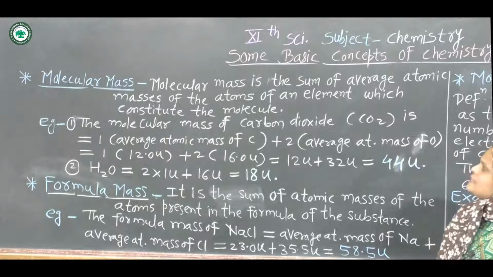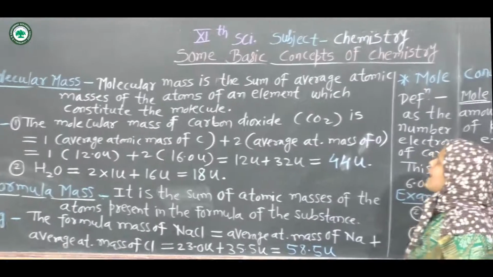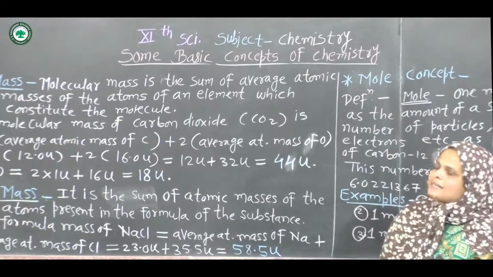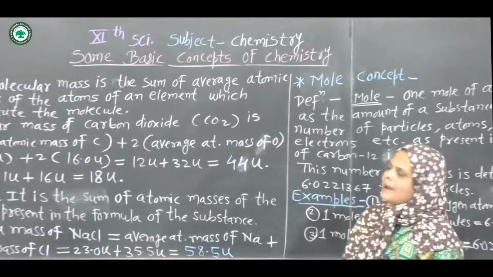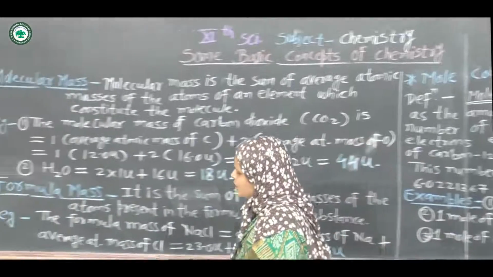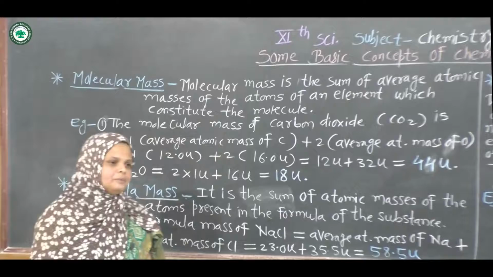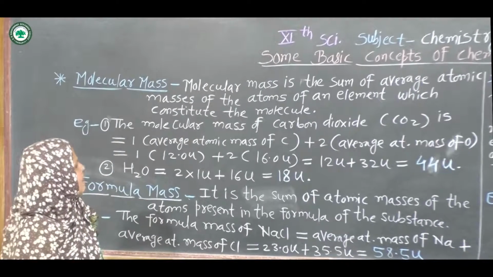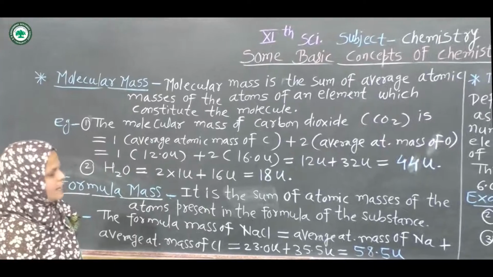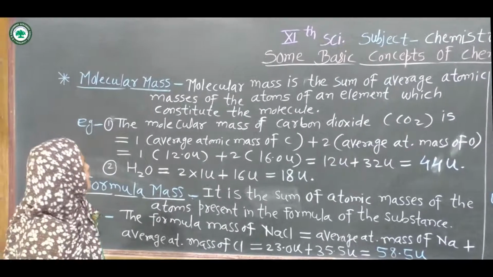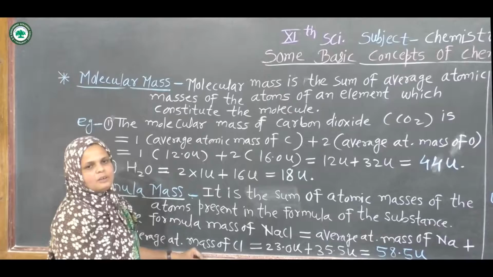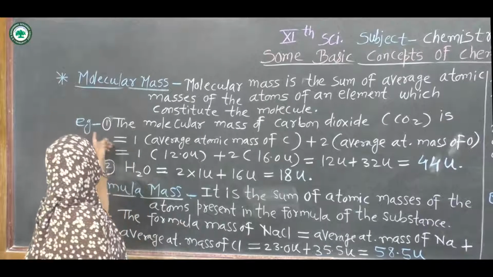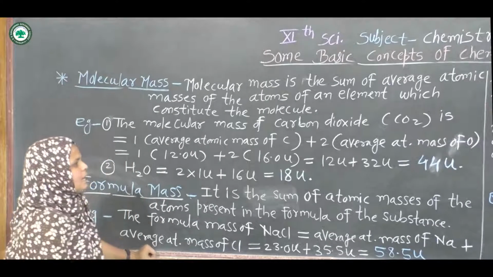Molecular mass is the sum of the average atomic masses of the atoms of an element which constitute the molecule. Next, we see how to calculate the molecular mass.